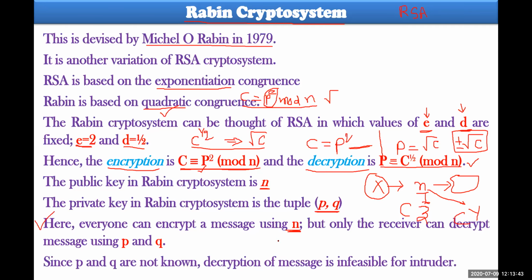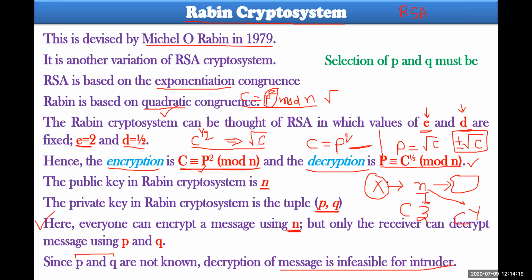And then, P and Q are unknown to anybody, so that decryption is infeasible for others. It is not feasible for them, because here we are performing integer arithmetic operations, so it is difficult for the intruder or hacker to decrypt the message.